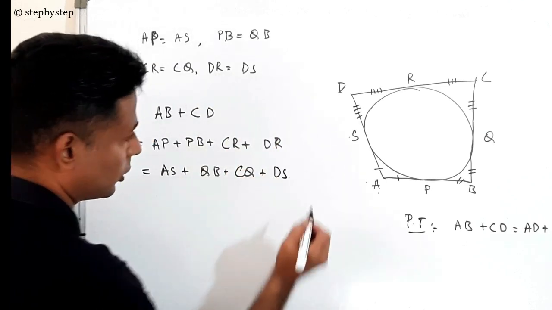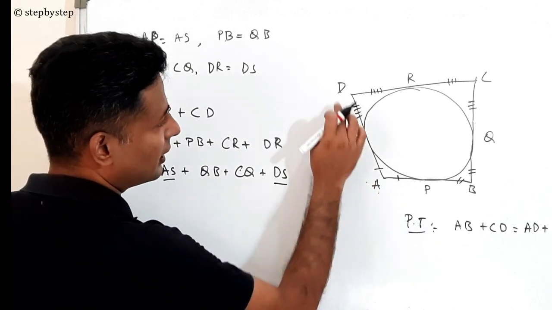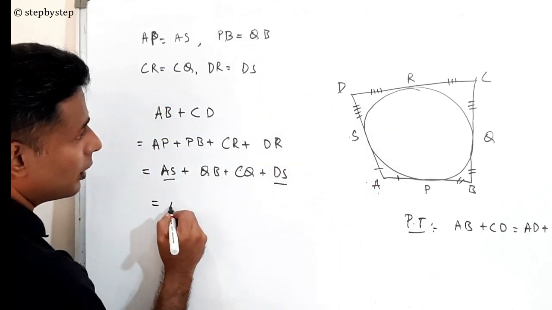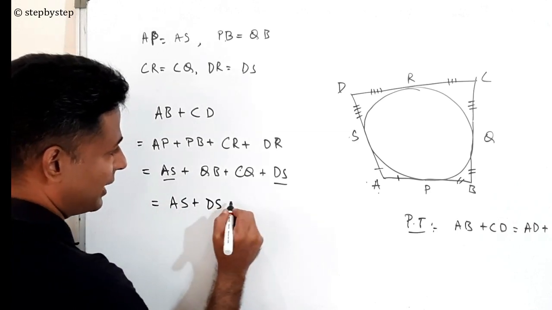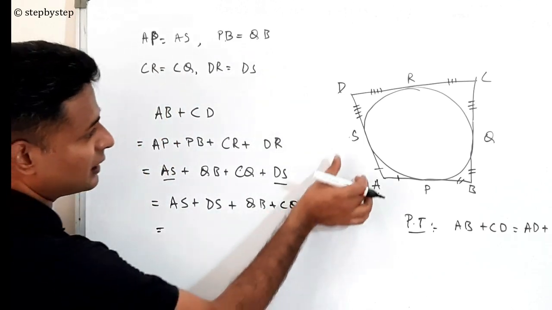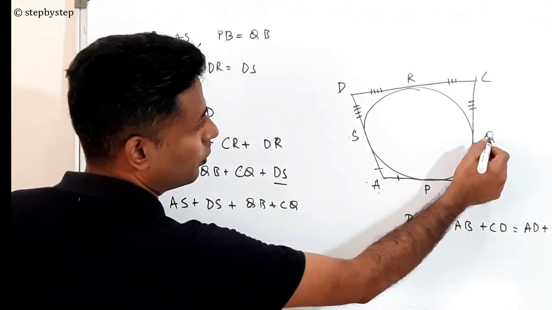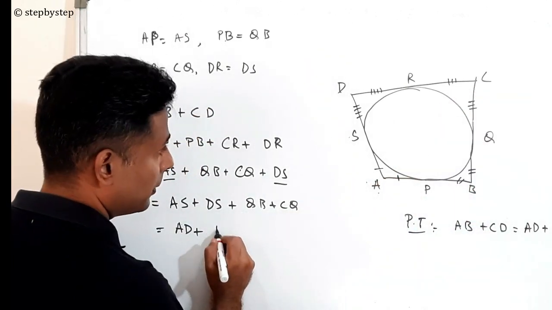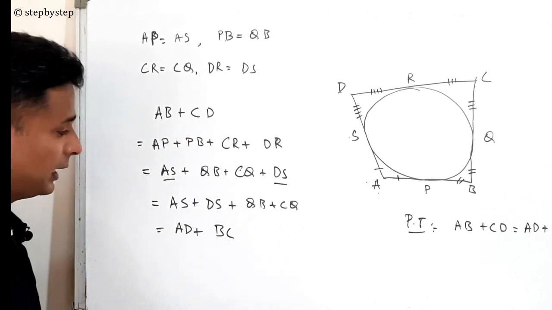So we can write it like this also. Now if you observe, AS plus DS, okay, I'll rearrange. I can write this as AS plus DS plus QB plus CQ, right? Now AS plus DS is AD, plus QB plus CQ. QB plus CQ is BC. Hence AB plus CD equals AD plus BC.